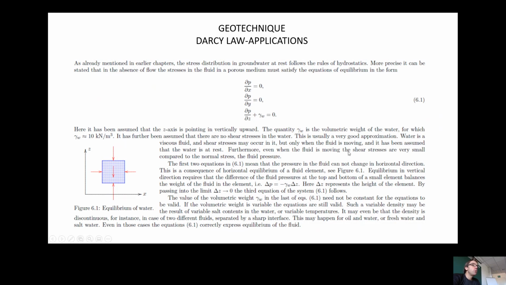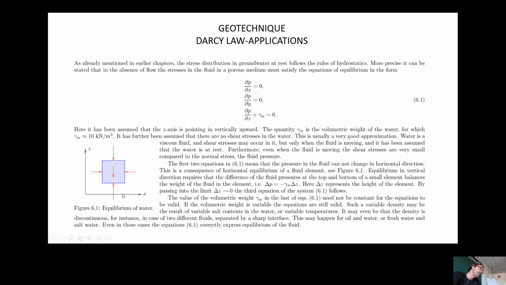Furthermore, even when the fluid is moving, the shear stress is very small compared to the normal stress and the fluid pressure. So at this point, we can consider that the first equation defines that the pressure cannot change in the horizontal direction along x and along y. So the only direction where we can define the equilibrium is along the vertical direction. That requires the difference of the fluid pressure at the top and the bottom of a small element of, of course, soil, that is delta P.